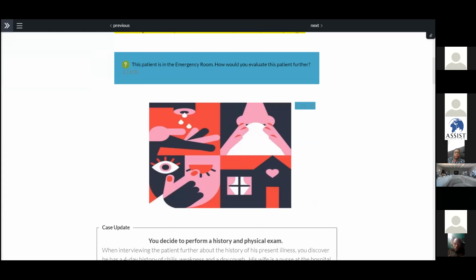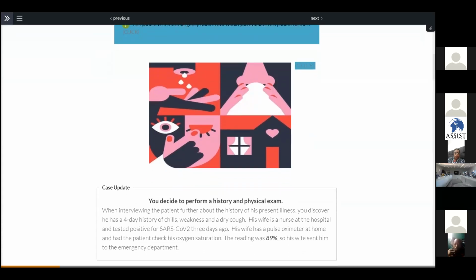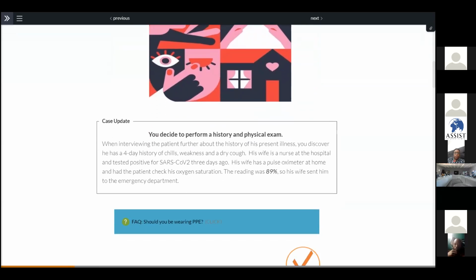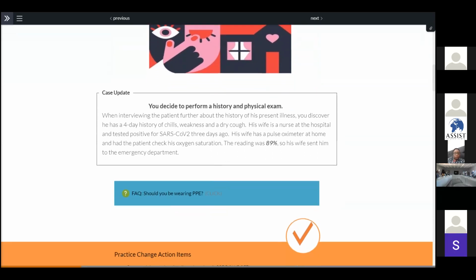So after getting this information, when you are interviewing your patient about his illness, you discover that he has a 4 day history of chills, weakness, and dry cough. His wife is a nurse at the hospital and tested positive for SARS-CoV-2 3 days ago. His wife has a pulse oximeter at home.